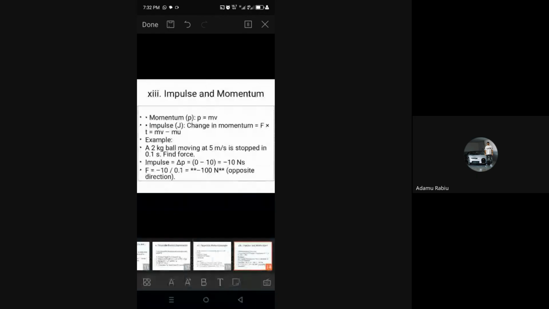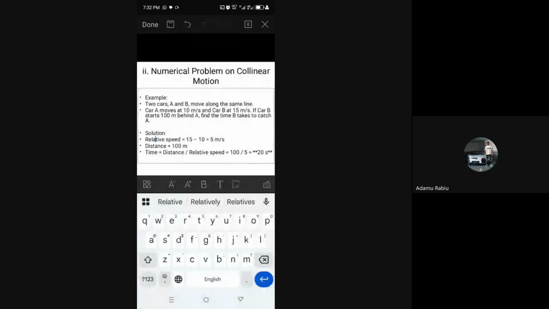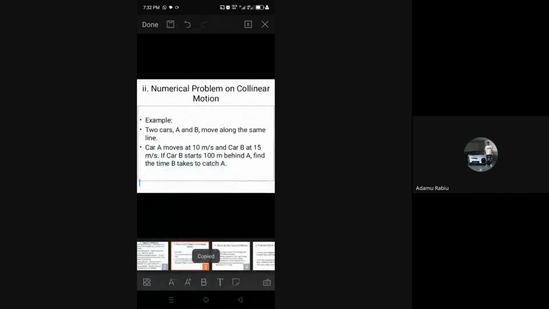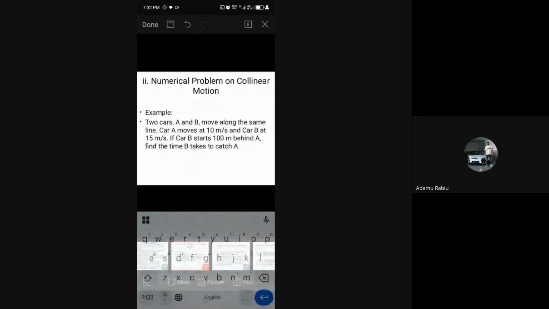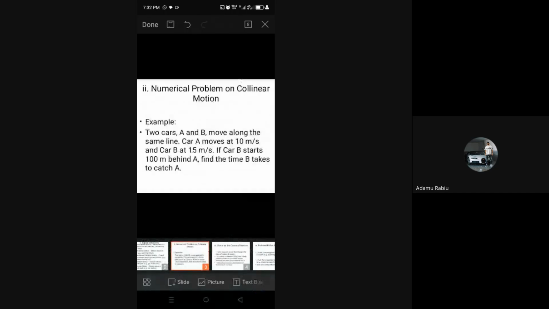Okay, so let's come back to motion now. Let's begin from collinear motion, motion in a straight line. So you have this. Let me expand so that you can see the question very well and pick out. Two cars A and B move along the same line.